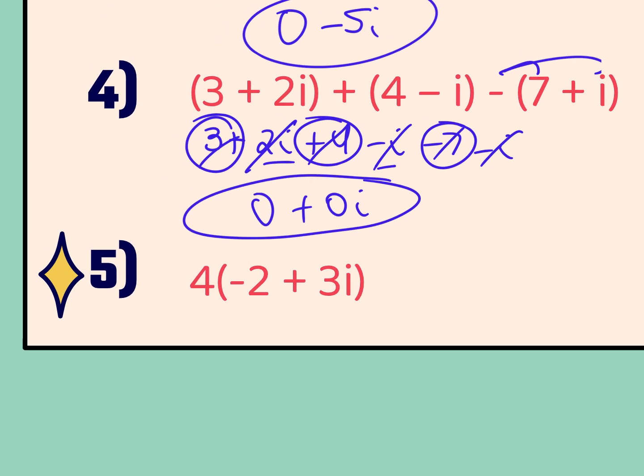All right, let's go to 5. What are we doing in 5? We're distributing. Do the rules of math change? Absolutely not. Multiply. 4 times negative 2, negative 8. 4 times 3i, plus 12i. Can I combine those two? No. Is it written in standard form? Yes. You're good to go.